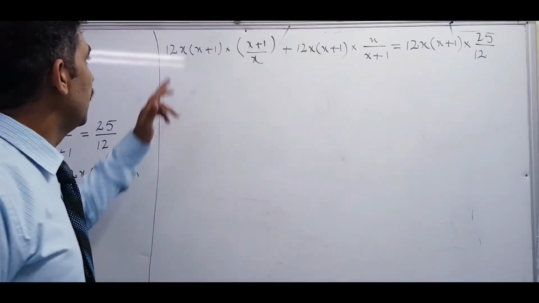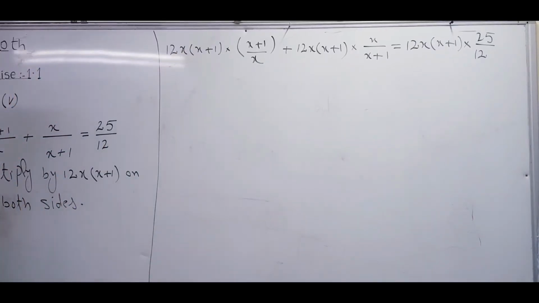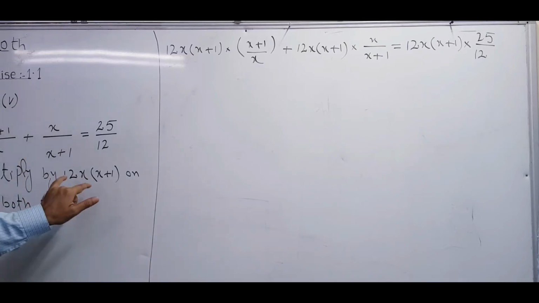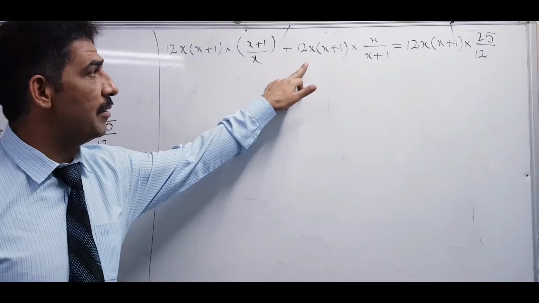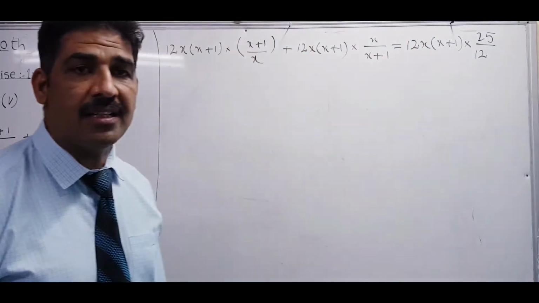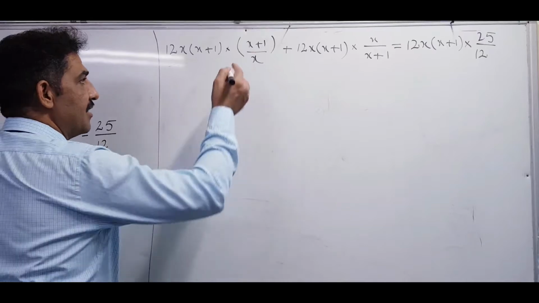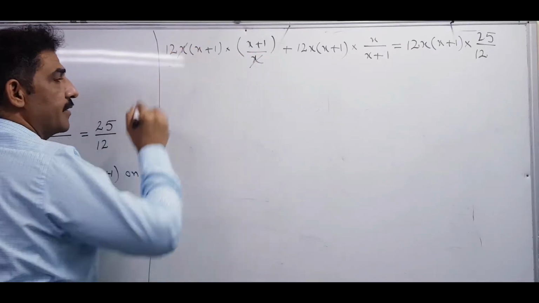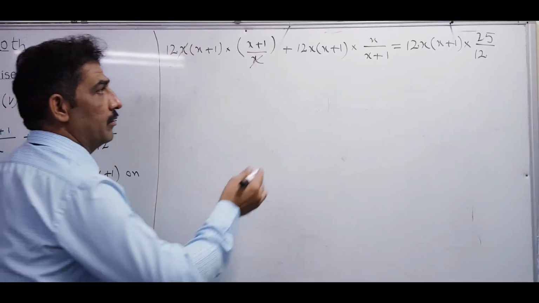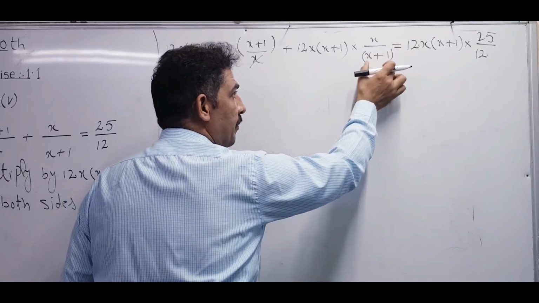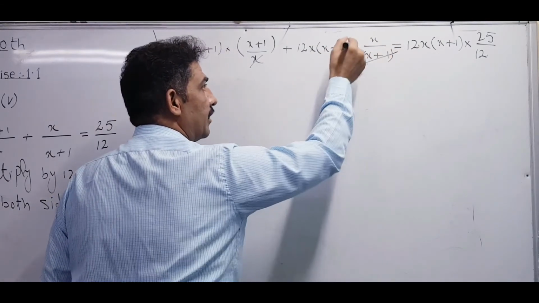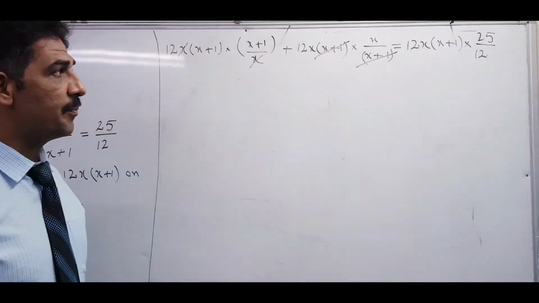Now all the board is covered. As I told you, the LCM is 12x into x plus 1, so we have to multiply by 12x into x plus 1 with all terms. First term, then second term, then the third term. Now we will check what cancels. X cancels by x. Here this complete bracket cancels, because there are not two terms, we make the product sign and cancel the whole bracket. X and plus 1 cannot be cancelled separately.